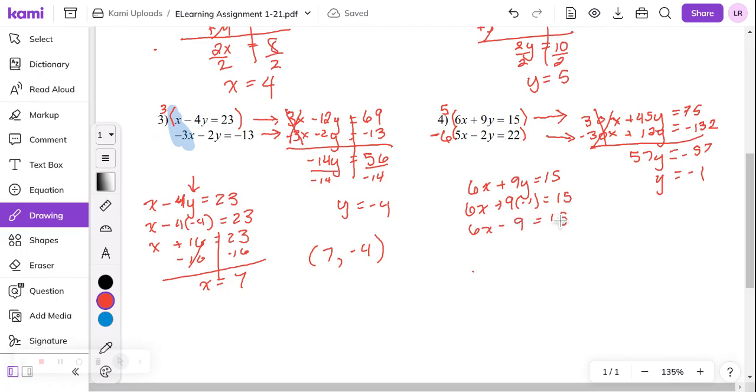And I solve my equation. So I would have to add 9 to both sides. That's going to give me 6x equals 24. Divide both sides by 6, and x equals 4. So I would have the answer for x is 4 and y is -1. Okay?